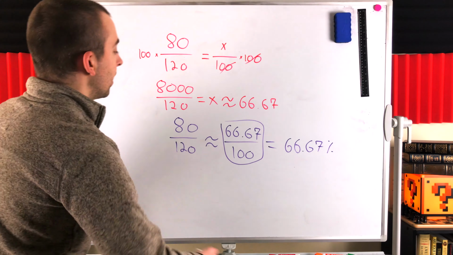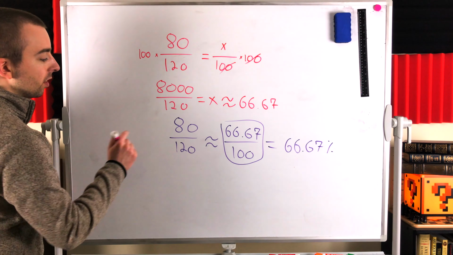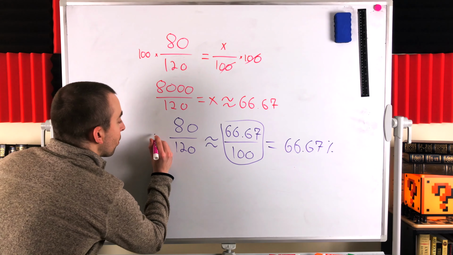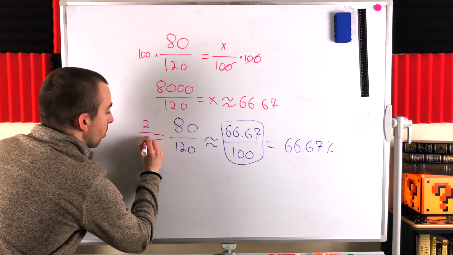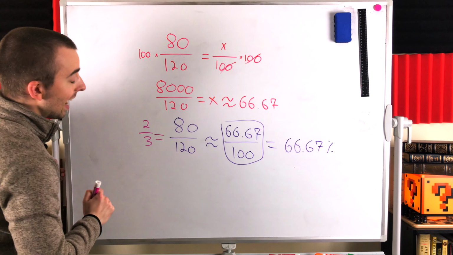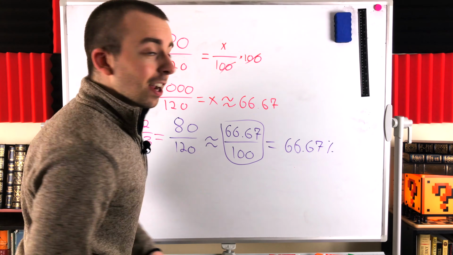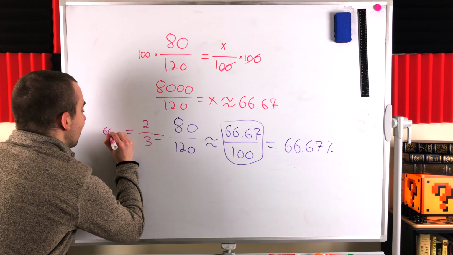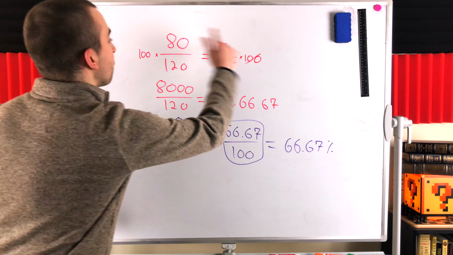You might notice that the number 40 goes into 80 twice, and 40 goes into 120 three times. So we could have rewritten this fraction, we could have simplified it to 2 over 3, because again, 40 goes into 80 twice, 40 goes into 120 three times, and there's a good chance a lot of you would recognize 2/3 as about 66.67%. But doing it this way is perfectly fine too.